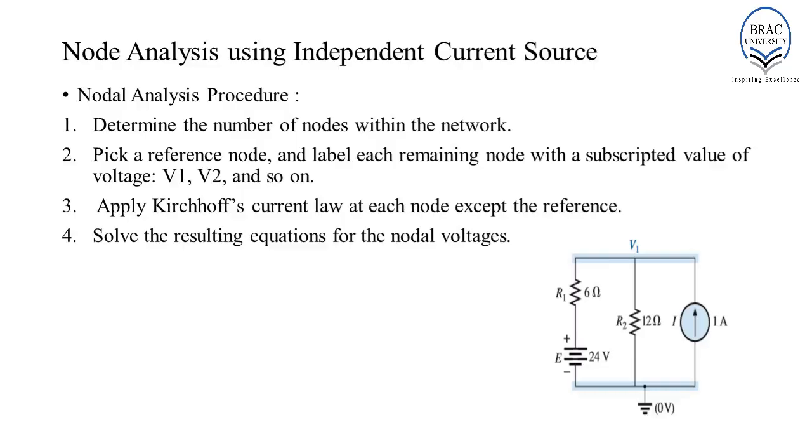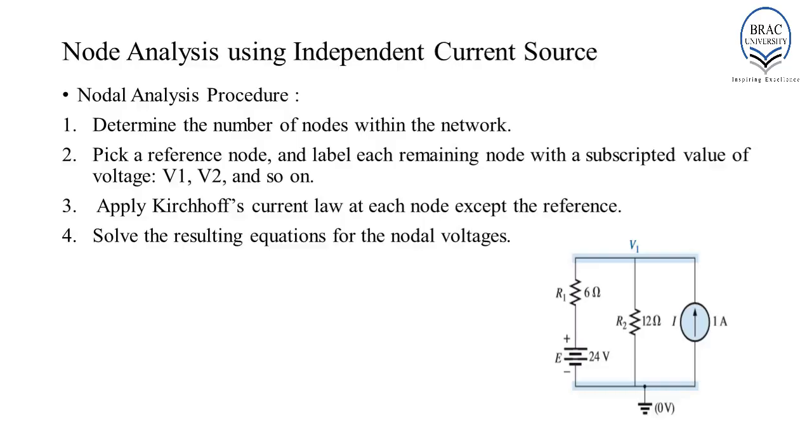Number 2. We need to identify a reference node, which is usually the ground or zero voltage level, and then the remaining nodes must be labeled with a distinct voltage. Number 3. We need to apply KCL, that is Kirchhoff's current law, to each of the nodes except the reference node. Number 4. We need to solve the resulting linear equations in order to determine the assigned nodal voltages.